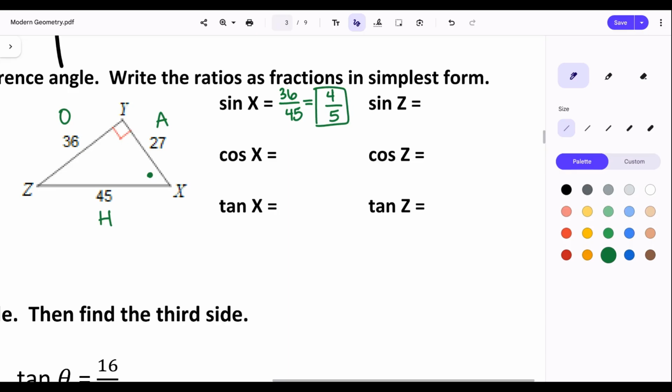What about cosine x? Okay, 27/45, good. How does that reduce? Okay, 3/5, very good. How about tangent?